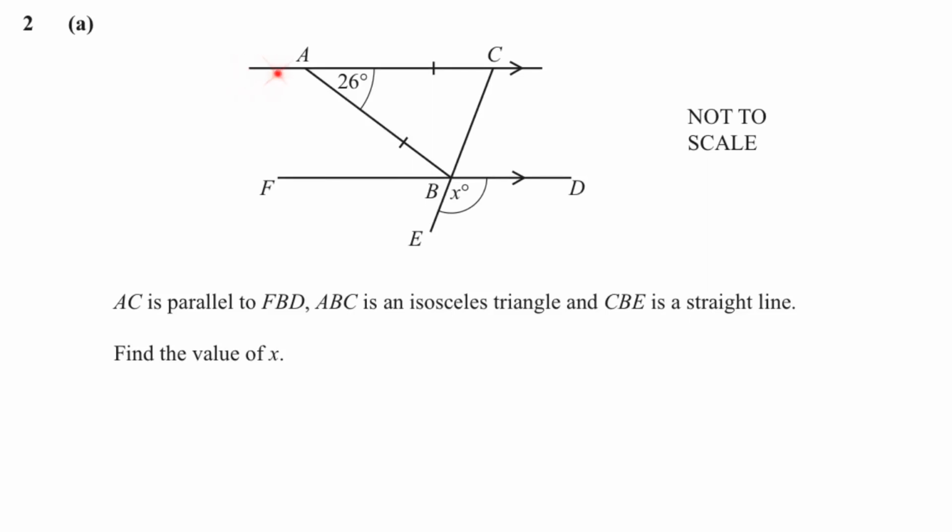Question number 2 has two parallel lines and an isosceles triangle. So AC is parallel to FBD, and ABC, this ABC, is an isosceles triangle. CBE is a straight line. Find the value of x. Let's see what we can find here. This here is going to be 26. So angle ABF is 26, and the reason being alternate angles are equal.